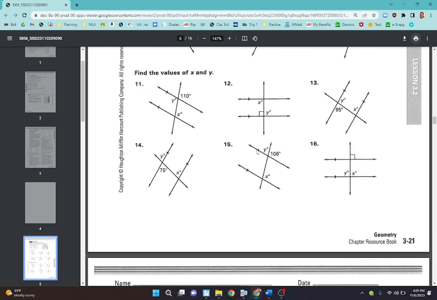Number 15. This is 106. For x, I'll do x first. For x, they're corresponding. Because they're corresponding, they're equal. So x should also be 106. And then 106 and y, that's a linear pair. Linear pair is supplementary. Add that to 180, it should be 74. Yes, Jeremy. We go to 3.3.